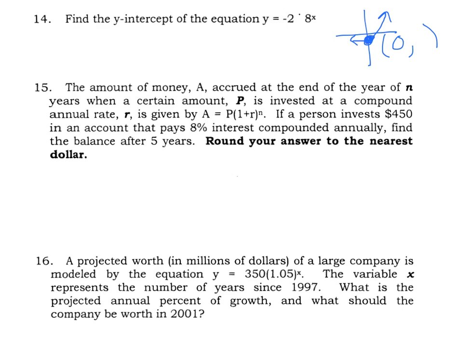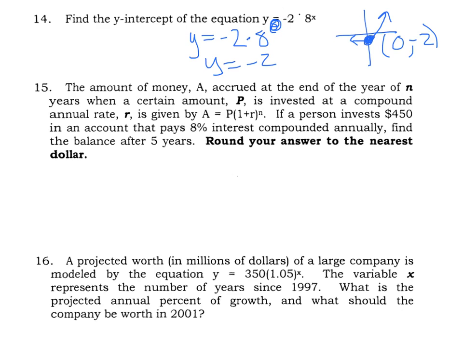And so the easiest way to find the y-intercept, of course you can always plug it into your graphing calculator and look at the graph, but all I really have to do is input a 0 for x. And anything to the 0 power is 1. So y is simply negative 2, and the y-intercept is (0, negative 2).